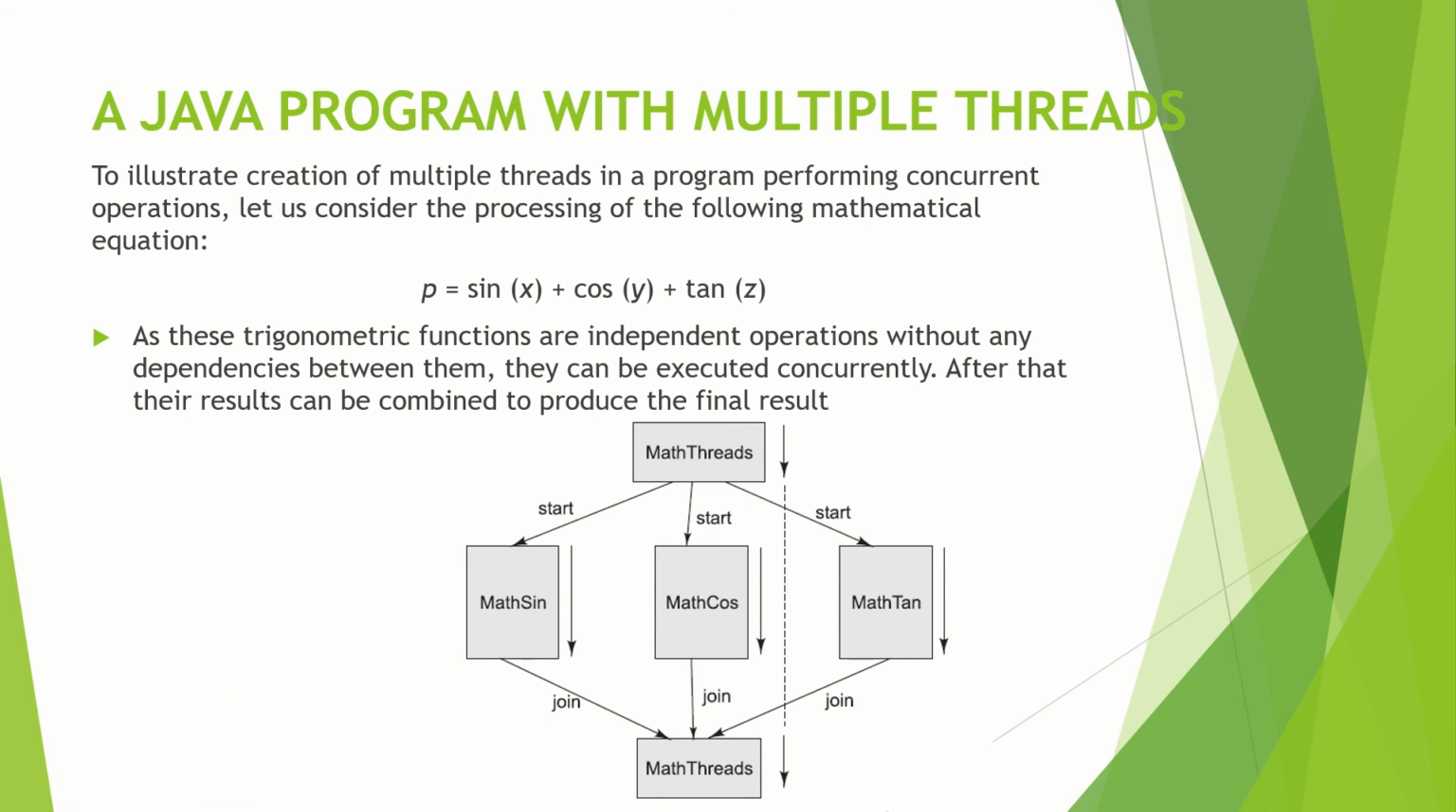So, a Java program with multiple threads. To illustrate the creation of multiple threads in a program performing concurrent operations, let us consider processing the following mathematical equation: P equals sin x plus cos y plus tan z. As these trigonometric functions are independent operations without any dependency between them, they can be executed concurrently. So sin, cos, and tan are independent of each other. You can run them concurrently in a parallel way.